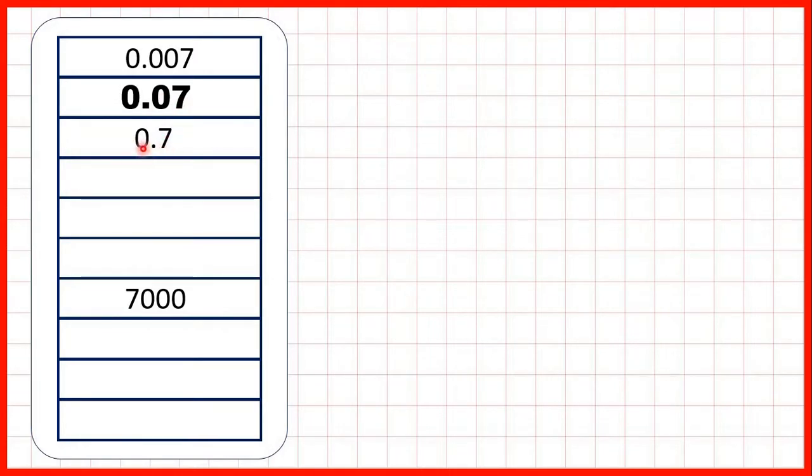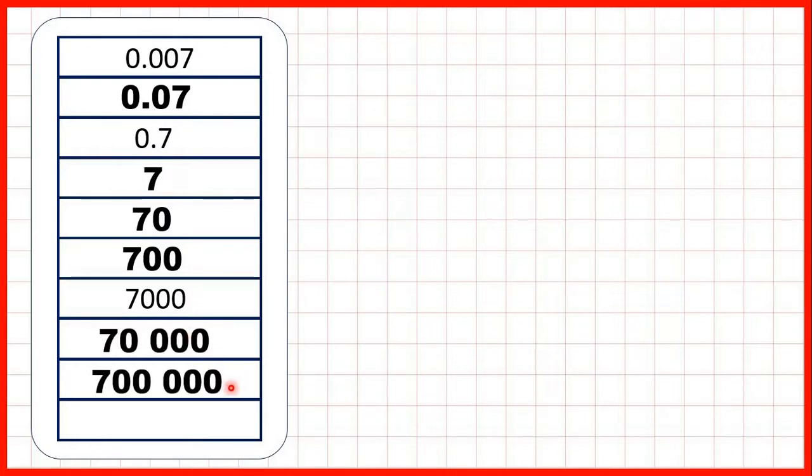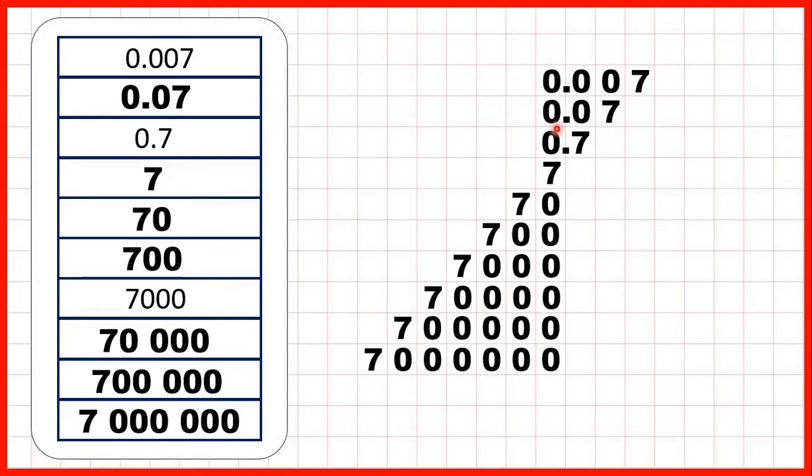Then next, if we multiply 0.7 by 10, the 7 will move one place value to the left, so we'll move from our tenths to our ones, so that's 7. Next we have 70, then 700, 7,000, 70,000, 700,000, and then 7 million. So if we show the numbers we've written with the place values lined up, you can see that the 7 moves from our thousandths to our hundredths to our tenths, then to our ones, tens, hundreds, thousands, 10,000s, 100,000s, and millions place.